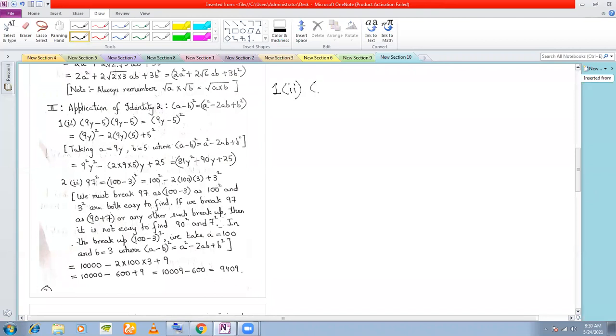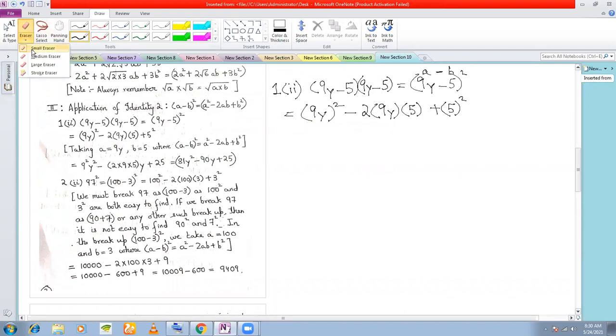Let us consider this. How do you multiply these two? Okay, so that means this will become 9y minus 5 whole square. Now see, this is a and you have a minus sign in between. This is b. So this is a minus b whole square form. Now according to the identity, how much is a minus b whole square? It is a square, which is 9y, minus 2ab. 2, a is 9y, b is 5, plus b square.